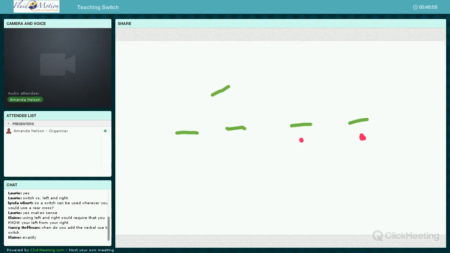When do you add the verbal cue to switch? So, yeah, I tend to do it right from the get-go. I know that a lot of trainers, I think you're supposed to teach the behavior first and then add your cue. I never have. I've always just done my cue with the behavior right from the get-go, with pretty much everything I do.